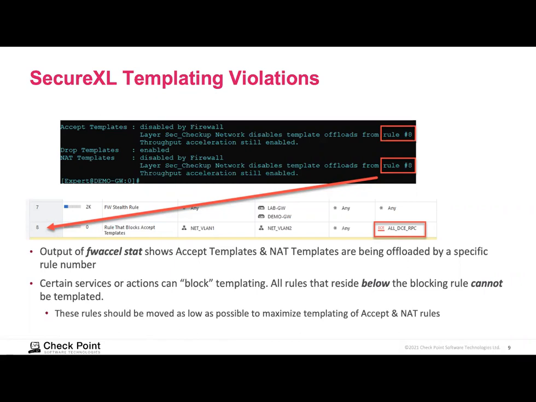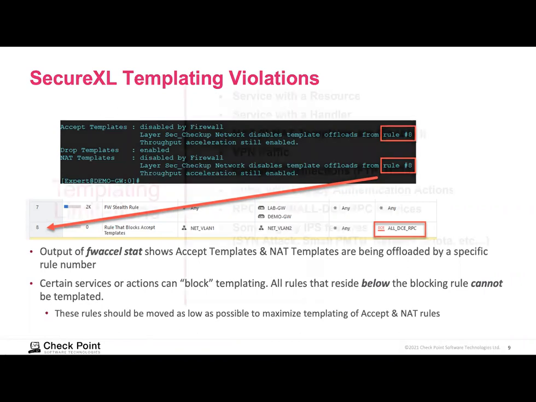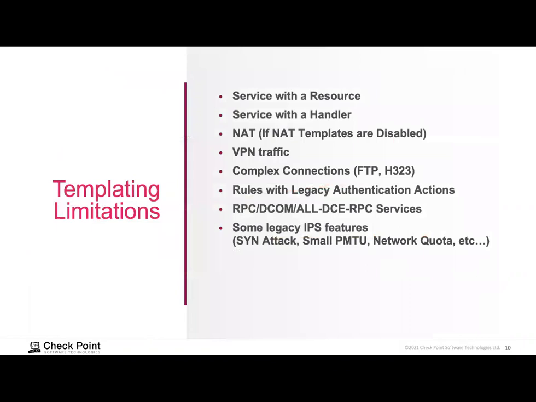So if you go in and look at the stats on your gateway, and you see that it's being blocked, you can either first look at the rule and see, do you really need it? Because the easiest thing would be to get rid of it. If you do need it, move it as low in the rule base as possible so that we're not blocking templating for as much of the policy as possible. And once you do that, make a change and push policy, you can always go back, check your stats, and you should see that change now.